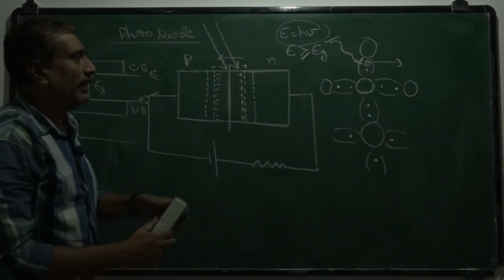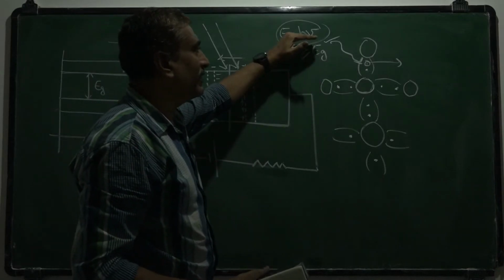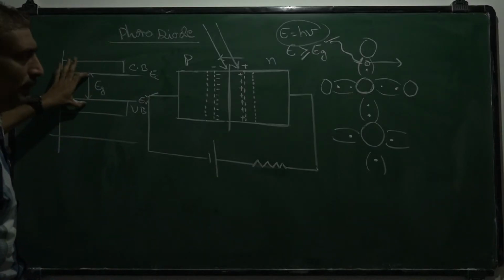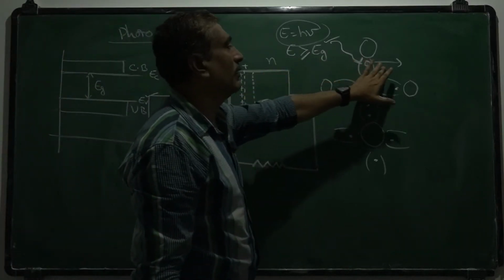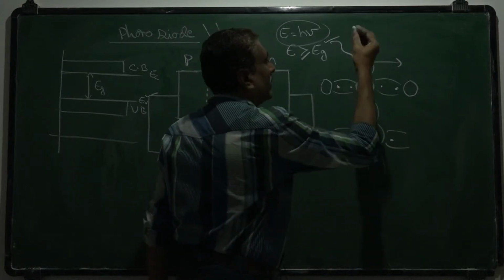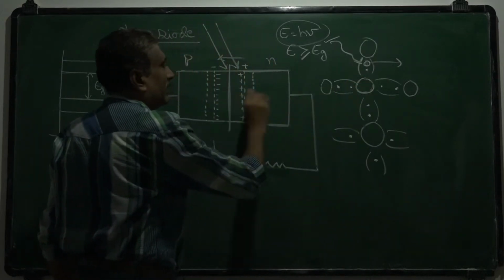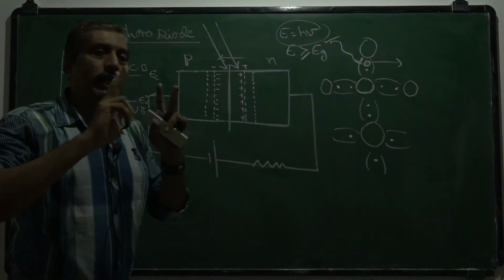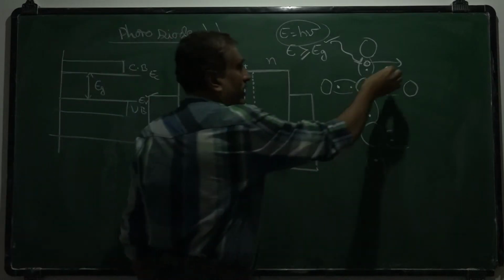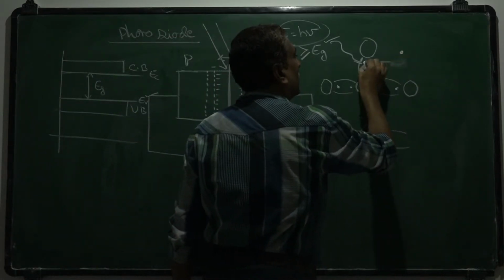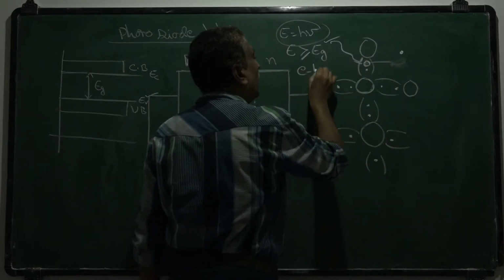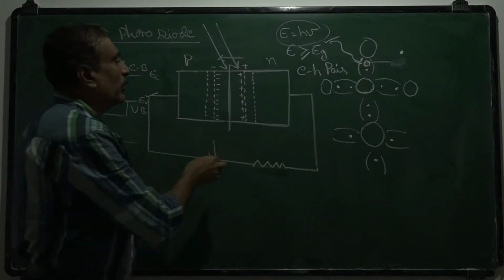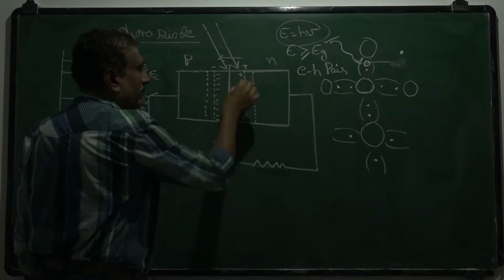When light is incident such that the energy of the photon is greater than or equal to the forbidden energy gap, it may dislodge this electron and create a hole here. That means electrons are generated, so when one photon interacts with one electron, an electron-hole pair is generated. Whenever an electron becomes a free electron, a hole is generated here. So electron-hole pairs are generated. Now due to this barrier voltage or barrier field, what happens?